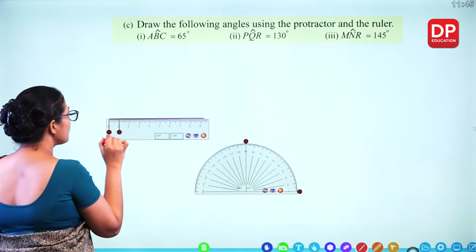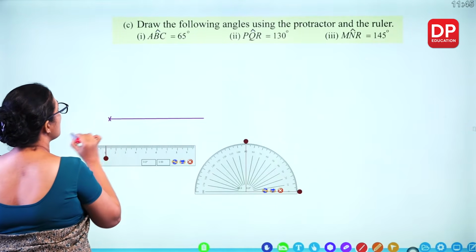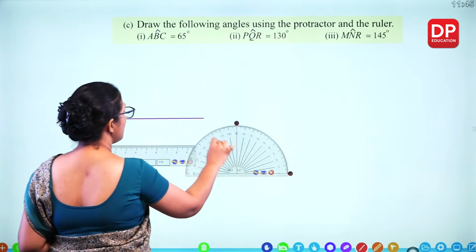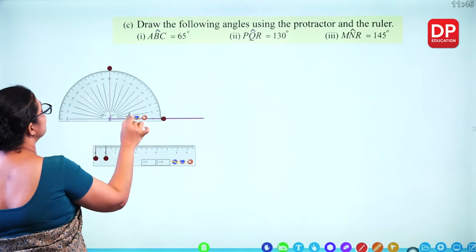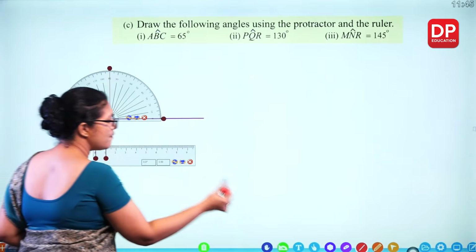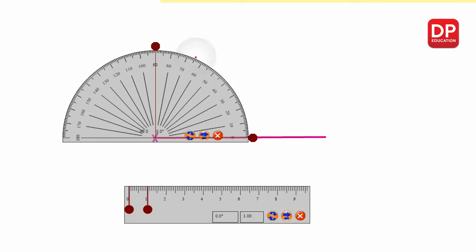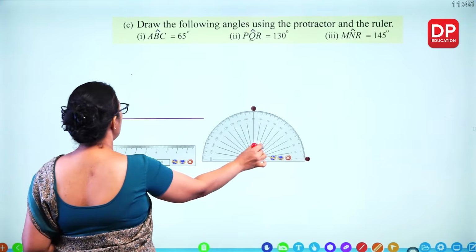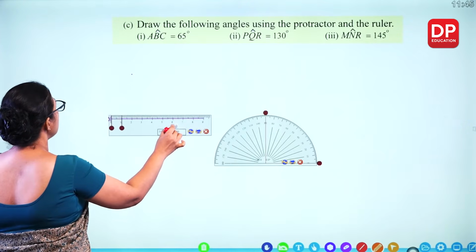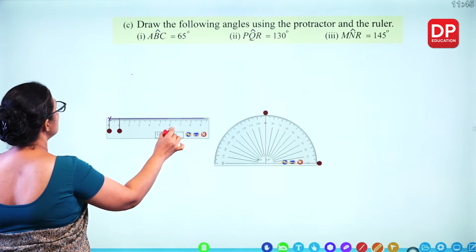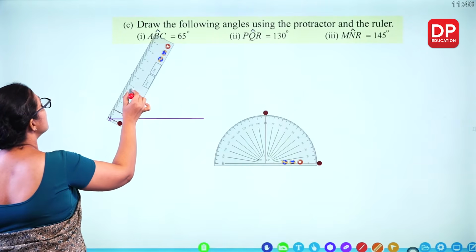Then you need to mark a point. We'll draw it here, this point. Keep the protractor on top of that point with 0 and measure 65 degrees from here, and you can mark it. And then what you do? You take the ruler and keep here to this edge, and then we can rotate and draw the line.